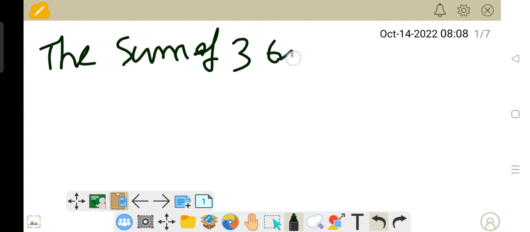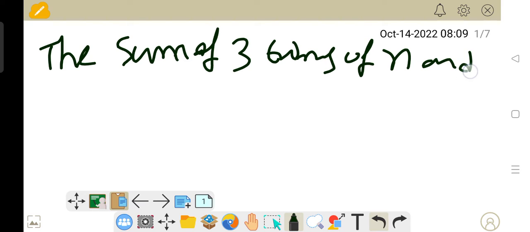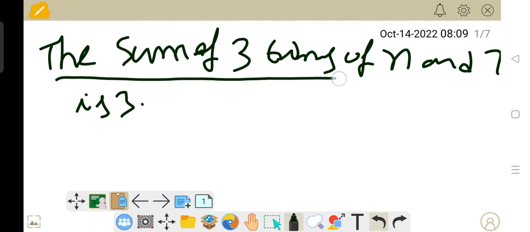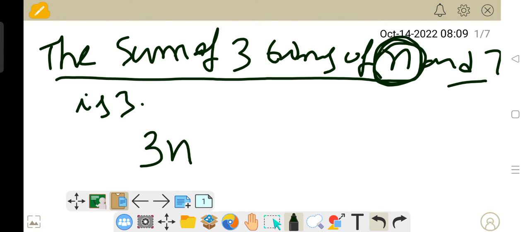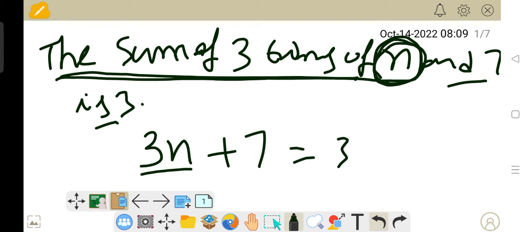The sum of 3 times of n and 7 is 3. They are asking the sum of 3 times of n. They are given the number 3 times of n and 7, which means sum of 3 times of n means 3n and 7. Therefore, the sum of 3n and 7 is 3. This is the answer. Okay.